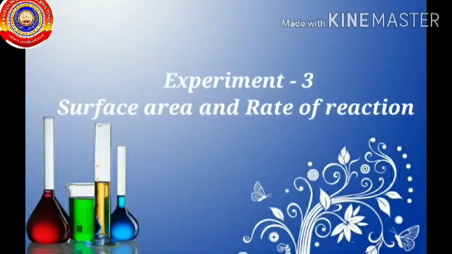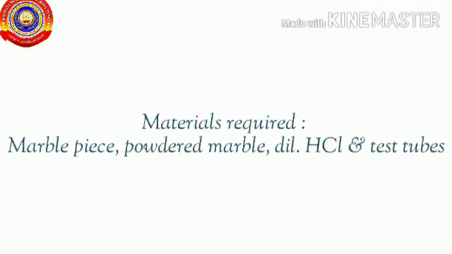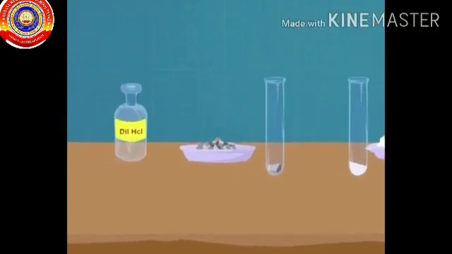Let's make a start on Experiment 3, Surface Area and Rate of Reaction. The materials required for this reaction are marble piece, powdered marble, dilute hydrochloric acid and test tubes. Let's start the experiment. Take two test tubes. Put a marble piece in one and powdered marble of equal mass in another one.